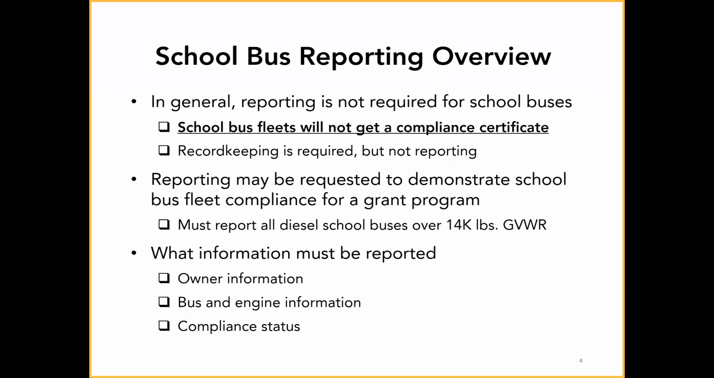Additionally, you may have received a request from CARB to report older school buses in your fleet. Information that must be reported includes owner information, bus and engine information, and compliance status. The information asked for in the TRUCRS reporting system would be the same information that is already required to be included with internal record keeping.